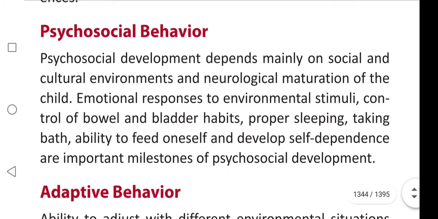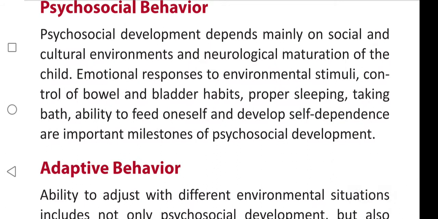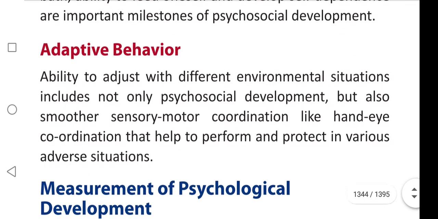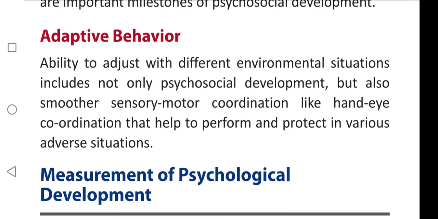Once again, psychosocial development depends on which one? Social as well as cultural environments and neurological maturation of the child. Next, it involves the emotional responses to environmental stimuli, control of bowel and bladder habits, that may be urine passing, and proper sleep, taking bath, ability to feed, self dependence. Next is adaptive behavior.